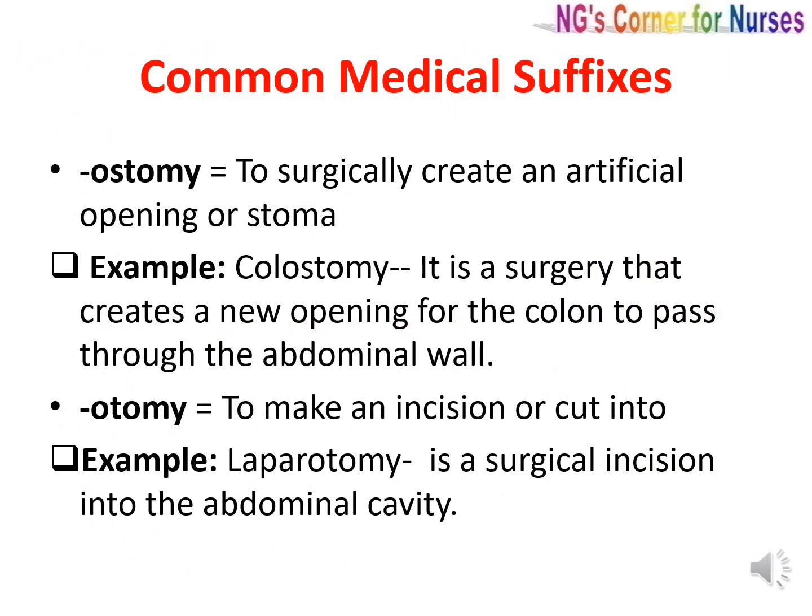Let's see some common medical suffixes. First is ostomy. Ostomy means to surgically create an artificial opening or stoma. An example is colostomy. We know colo refers to colon and stomy is a surgically created artificial opening. So colostomy refers to a surgery that creates a new opening for the colon to pass through the abdominal wall.